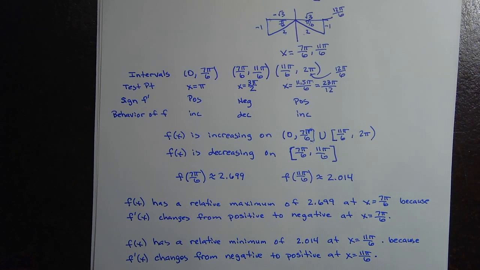All right, and so that's the end of the second example, okay? But you gotta make these two statements to justify why you have a relative max and a relative min.